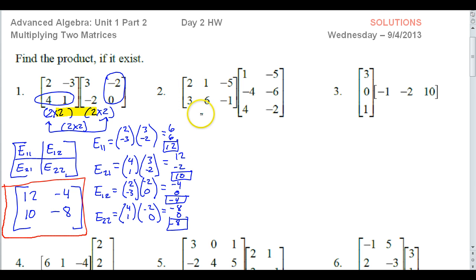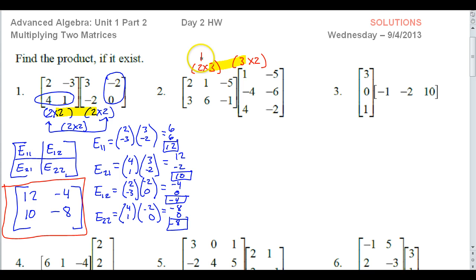I'm going to switch colors. I'm going to do this next one in red because this can get pretty tight. Now looking at the dimensions of number 2. This is a 2 by 3 matrix. And this one is a 3 by 2 matrix. The inner dimensions, those 3's, match. So that means this is doable.